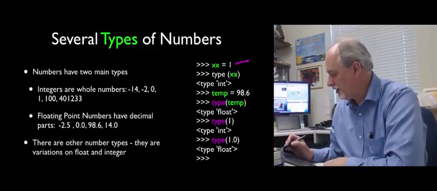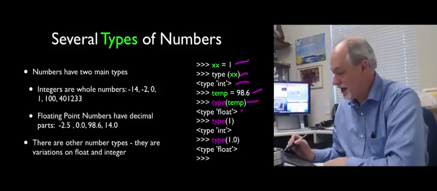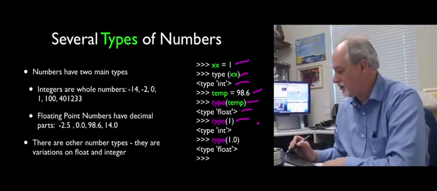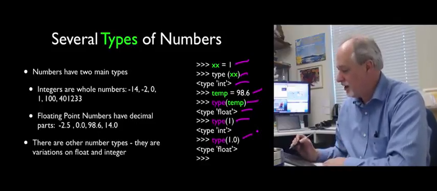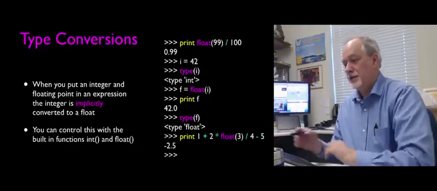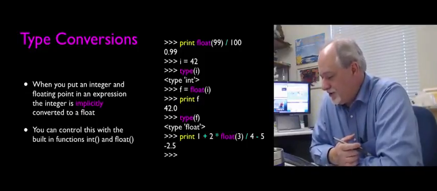And so here we have x is 1, and we say, what is it? It's an integer. And we say it's 98.6, and we say, well, what's that? It's a float. And you can ask for both variables and constants. So what's the type of 1? It's an integer. And what's the type of 1.0? And it's a float. You can also convert types. It has a bunch of type conversion functions built into it.